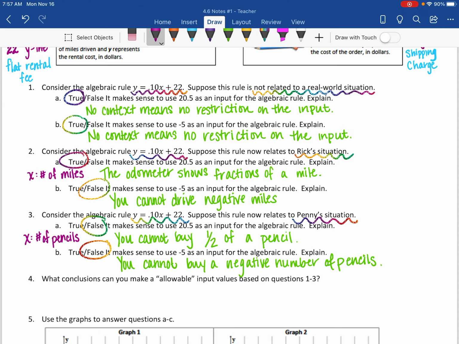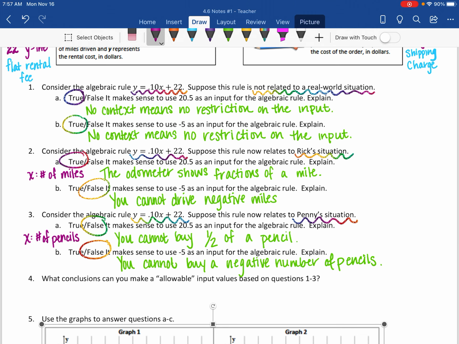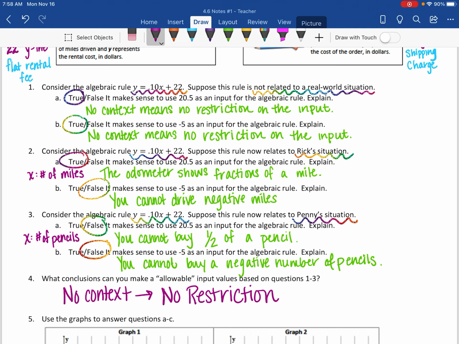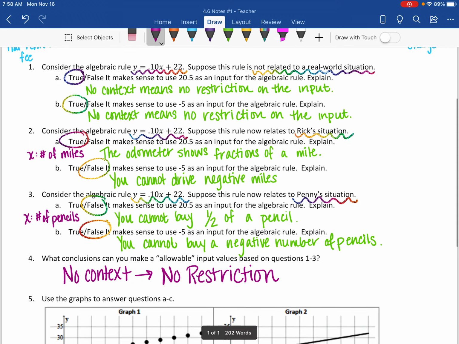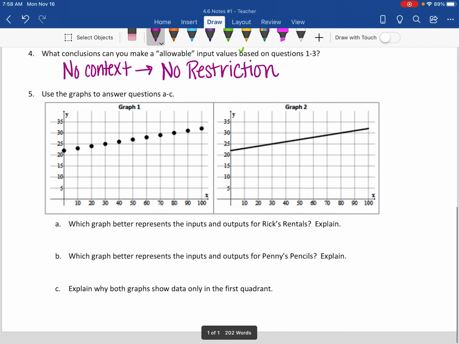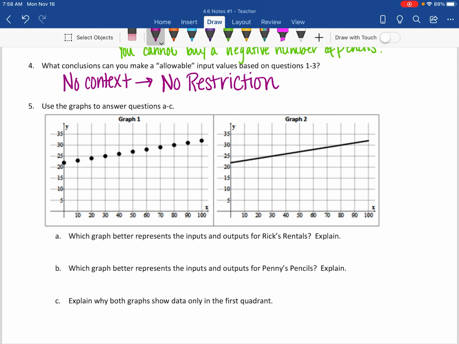Okay. All right, then you're just asked to make conclusions based on these 3 questions. And I think the biggest thing is when there's no context, there's no restrictions. I think that's the biggest takeaway here. I can put anything in for x, positive, negative, fraction, whole number, and I will get an output. All right, so let's take a look. One last thing we're going to do is look at the graphs.